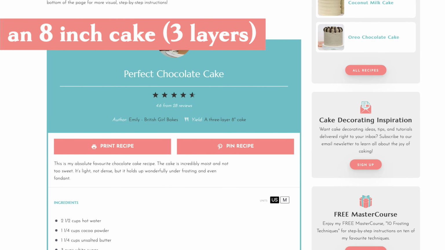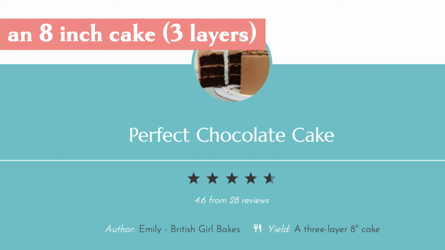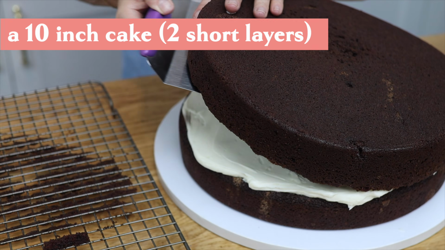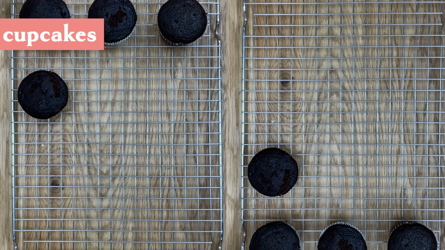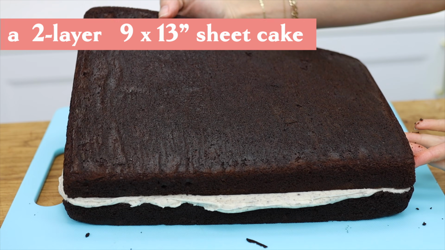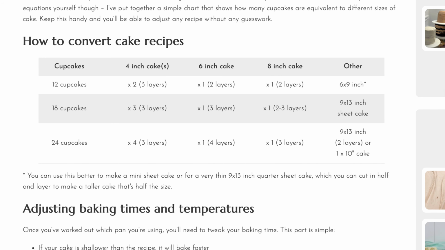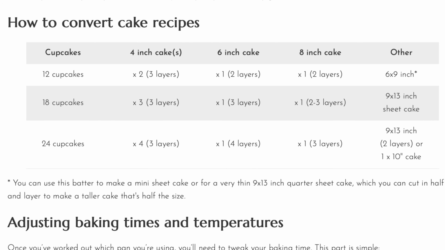And if you've got an 8-inch cake recipe, that can be used to make a tall 6-inch cake with 4 layers, a shorter 10-inch cake, about 24 cupcakes, or a 2-layer sheet cake. The trick is understanding the volume of each pan, but without boring you with those equations, I'll pop a quick chart up on the screen for a visual.